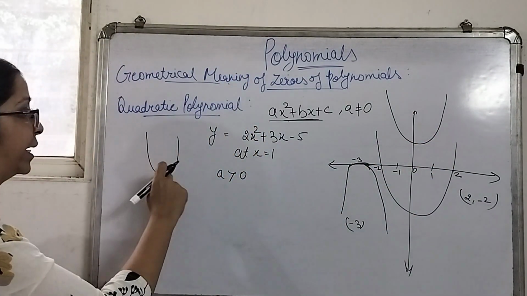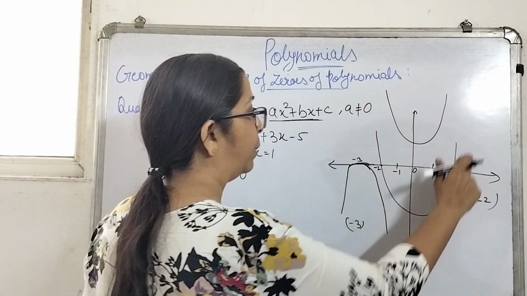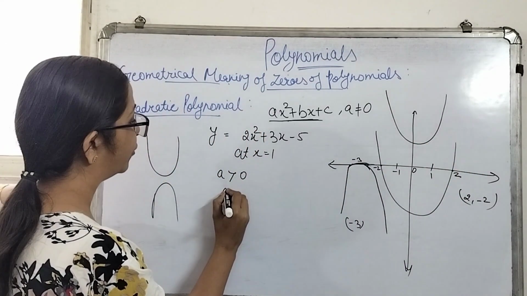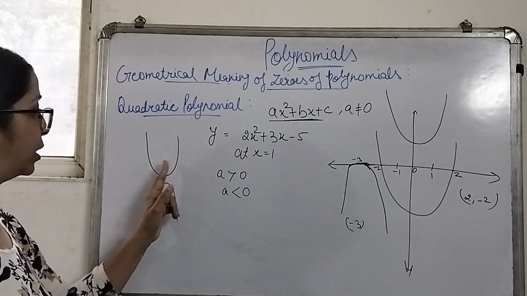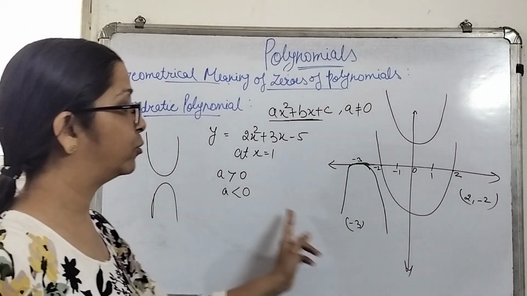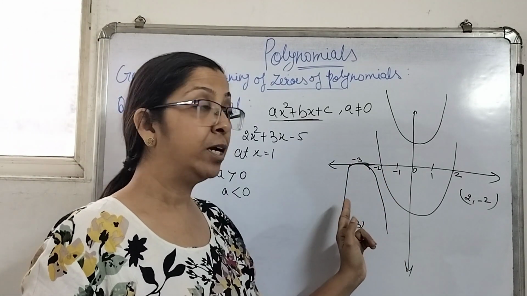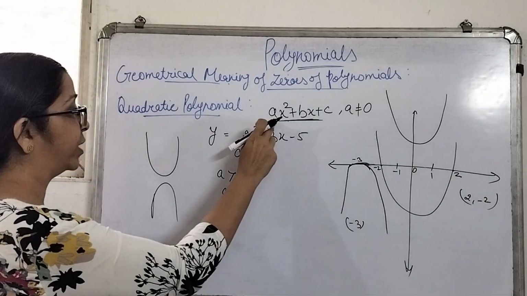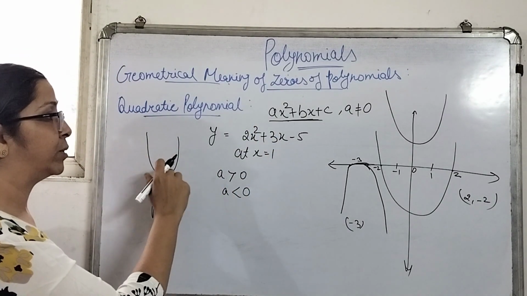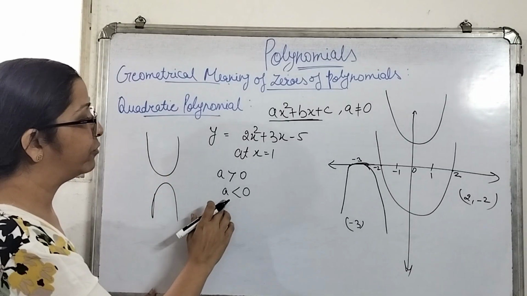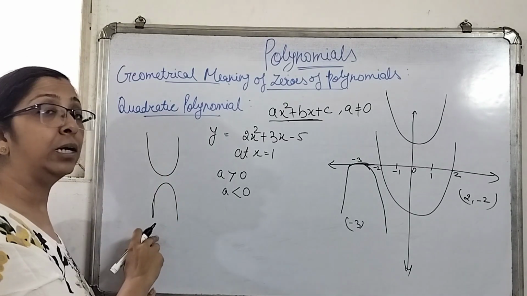Then the shape will be like this. It is going to open upwards, and if the value of a is less than 0, in this case the shape of the parabola will open downwards. It will be somewhere like this. So it should be clear that if the value of a is greater than 0, the shape of the parabola will open upwards, and if it is less than 0, it will open downwards.